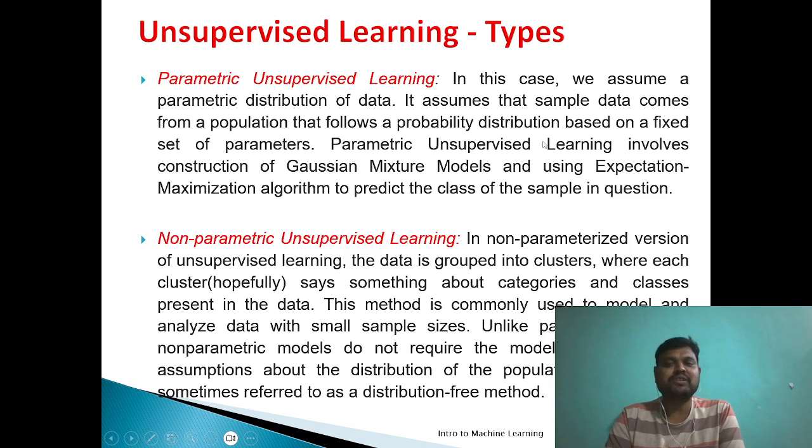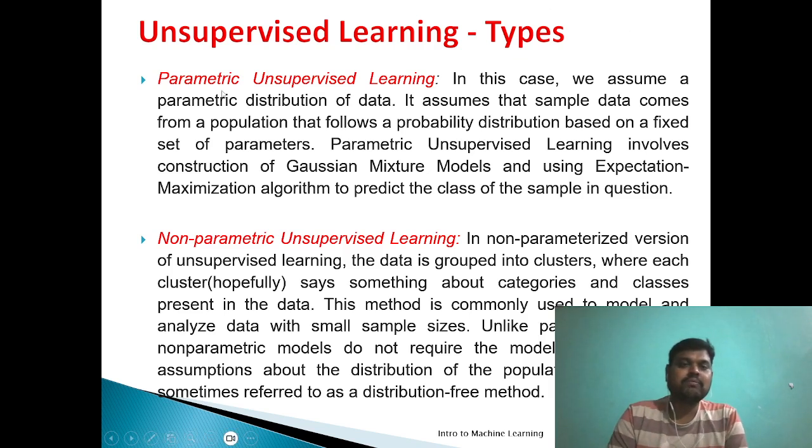It follows a probability distribution based on a fixed set of parameters. So most of the machine generated data sets follow a distribution pattern, right? So you can easily analyze all the machine generated data using parametric unsupervised machine learning models, right? If the data set is being generated by machines or industry, then by default it will follow a probability distribution function.